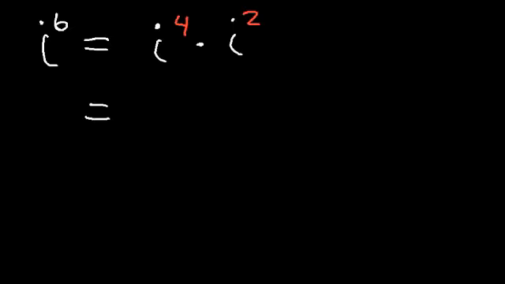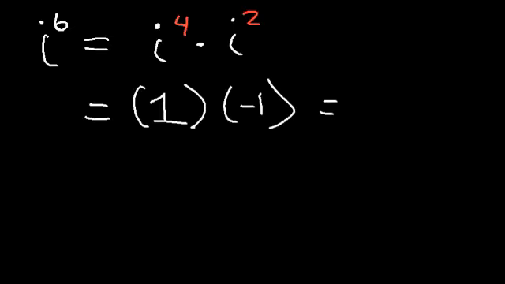Now let's say you want to simplify i to the 6th power. What would you do? i to the 6th power is basically i to the 4th power times i squared. The reason why you want to break it up this way is because you know that i to the 4th is equal to 1 and i squared is negative 1. So therefore i to the 6th is simply negative 1.